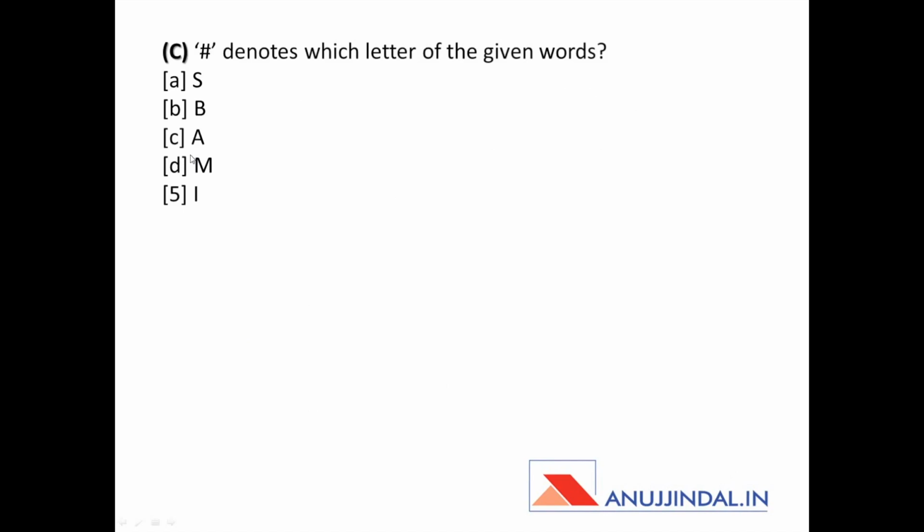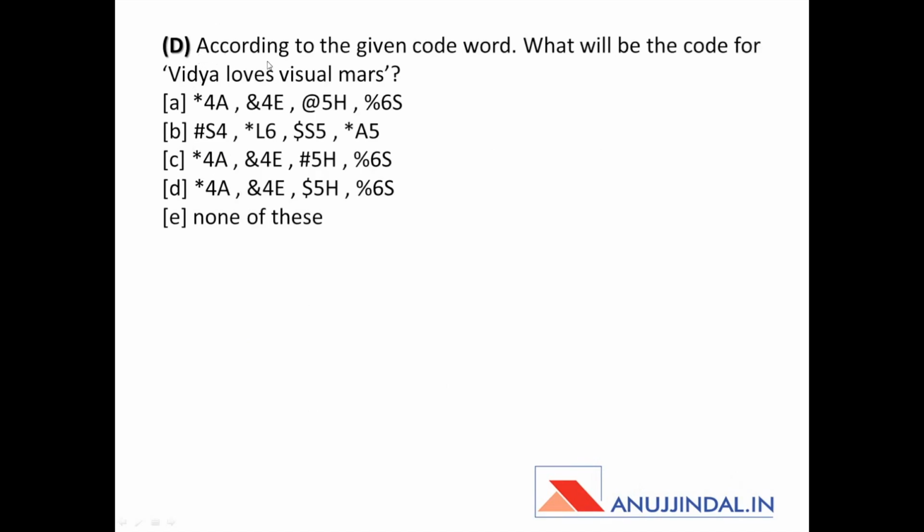Now the fourth question says, according to the given code, what will be the code for Vidya loves visual Mars? We have just found out that the code for Vidya was *A5. So *A5 is present only in option B. So this could be the correct answer. So let's find out the codes for the others. If they match, then only we can say this is the correct answer.